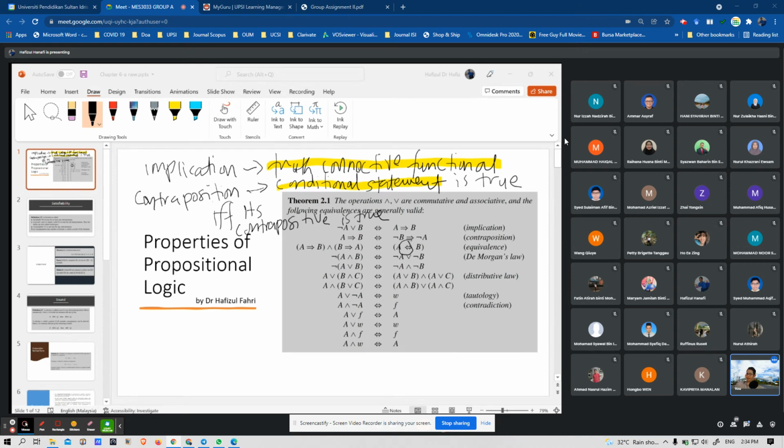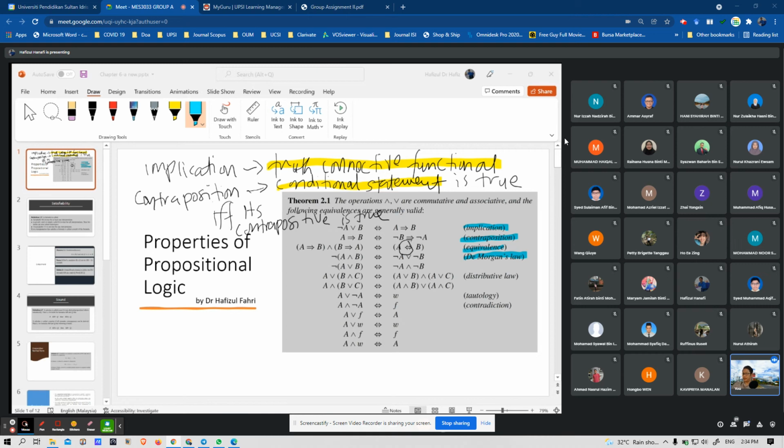I have explained four. First one is implication. Second one is contraposition. Third one is equivalence, and fourth one is De Morgan's law. And then fifth one is the distributive law.